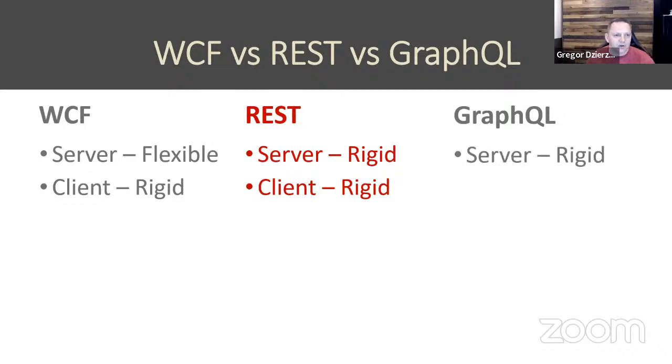GraphQL, same thing. The server is going to be rigid because it defines what our model is, but the client is really flexible because the client can now decide which data they want. So it gives a little bit of flexibility back into development to be able to request only the data that you want or update only the data that you're interested in updating.